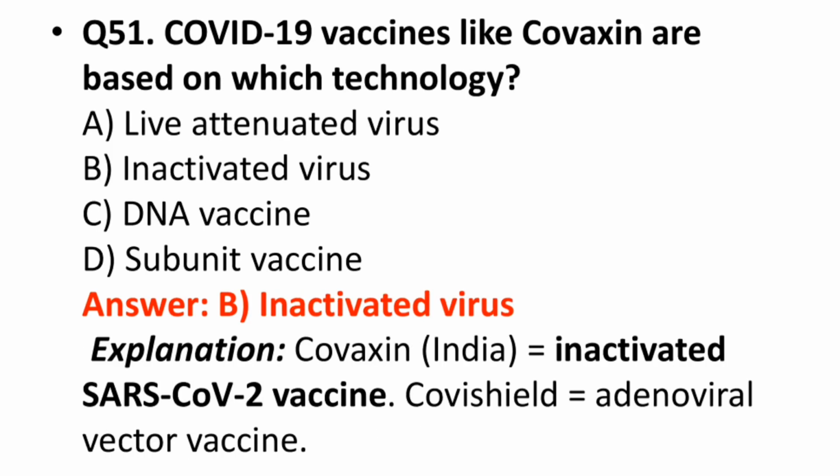COVID-19 vaccines like Covaxin are based on which technology? Option A live attenuated virus, option B inactivated virus, option C DNA vaccine, option D subunit vaccine. The correct answer is option B inactivated virus. Covaxin is an inactivated SARS-CoV-2 vaccine, Covishield is an adenoviral vector vaccine.